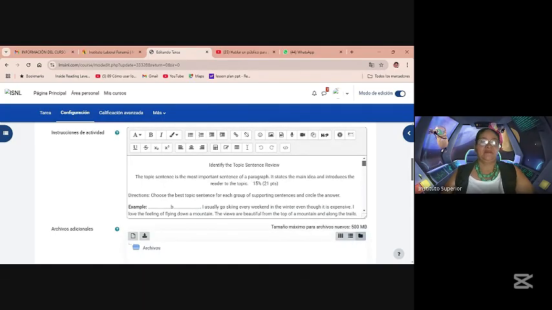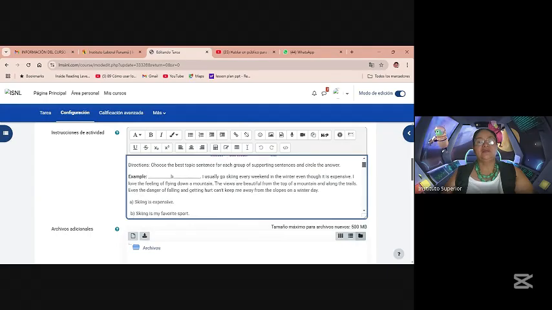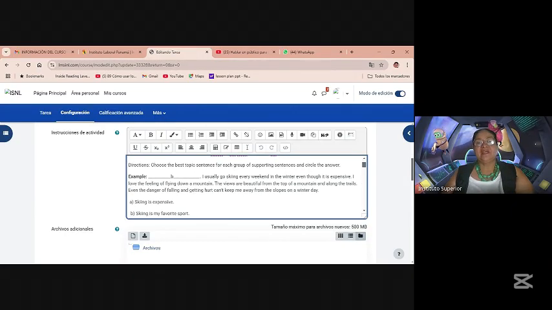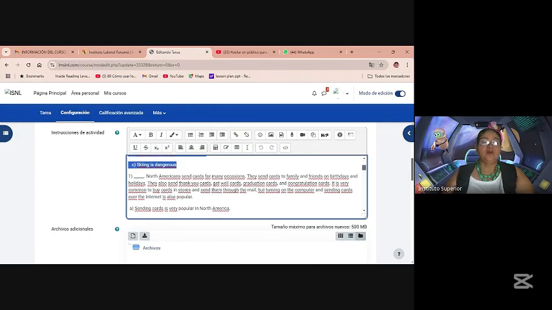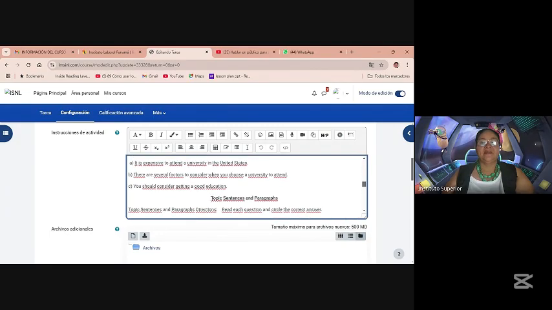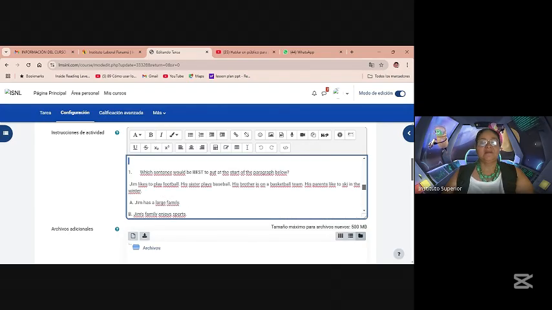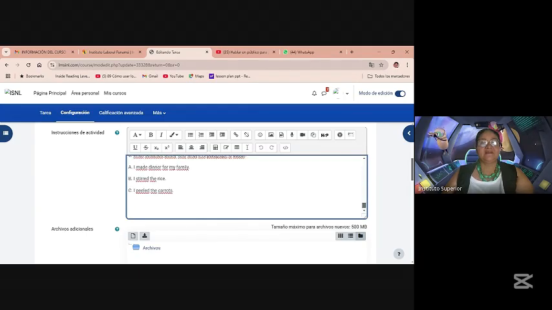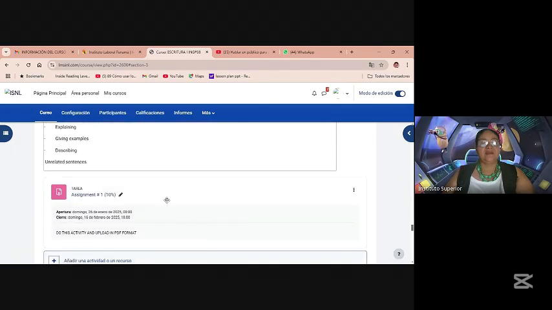In number 2, we have identify the topic sentence. In this part, you are going to select what is the most appropriate sentence to be the topic sentence. So you have here a set of supporting sentences, and you are going to select from A, B, or C what is the most appropriate topic sentence. In the second part, it says, read each question and circle the correct answer. And this is the second activity. Let's continue. This is week number 1.